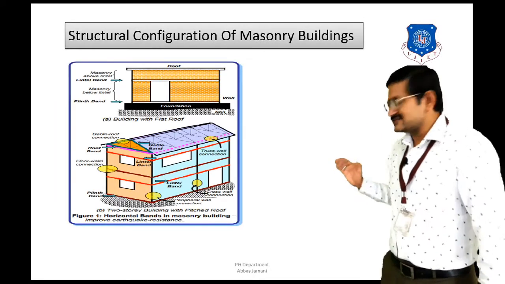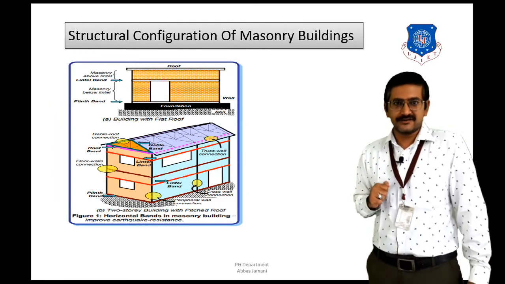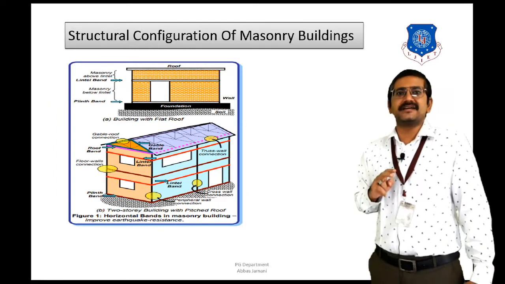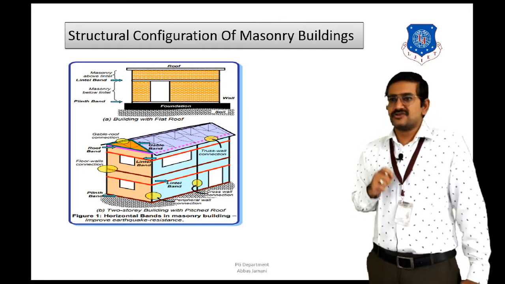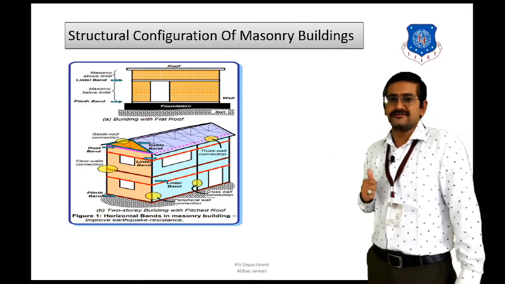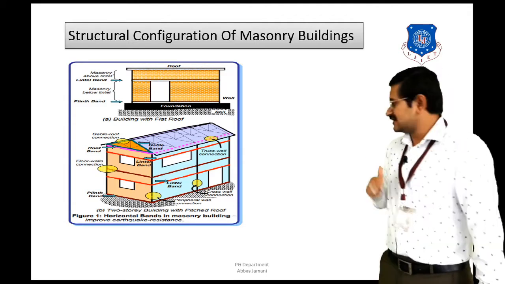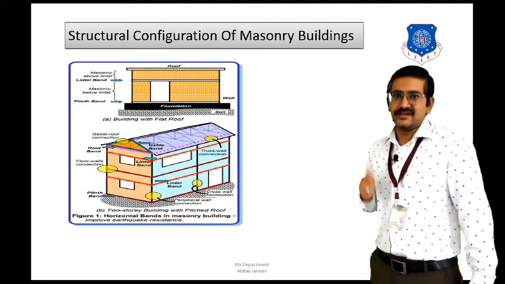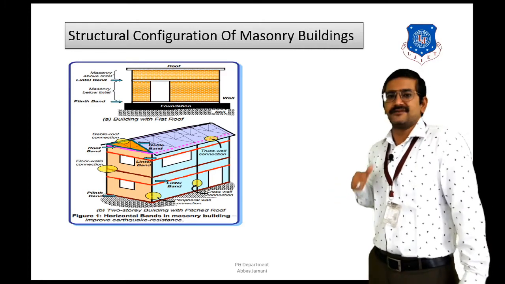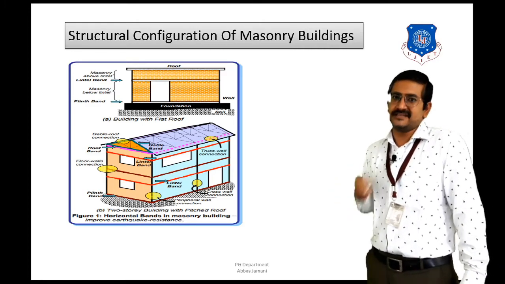Right? So now as you can see in this particular figure over here, 2 figures are given. First figure is having a building with a flat roof, second figure is the building with a pitched roof. So in case of building with the flat roof, you can see that 3 bands are visible. First band is the plinth band, second is the lintel band, and third is the roof band. And in case of the pitched roof, there is one additional band which is known as the gable roof.